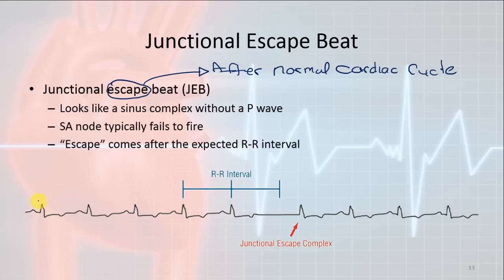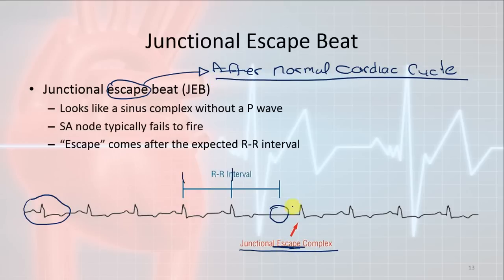So what happens is we'll look at each one of these beats right here. That's your P, Q, R, S, and T wave. Then we have another one here, and another one here, and another one here as we go down. As you can see here, we have a normal R to R interval. The next expected beat is supposed to occur here, but it does not. Therefore, we end up with a junctional escape complex. How can you tell if this is a junctional escape complex? Well, first of all, it's an escape beat because it occurred after the normal cardiac cycle. As you can see here, it occurred after the normal cardiac cycle.